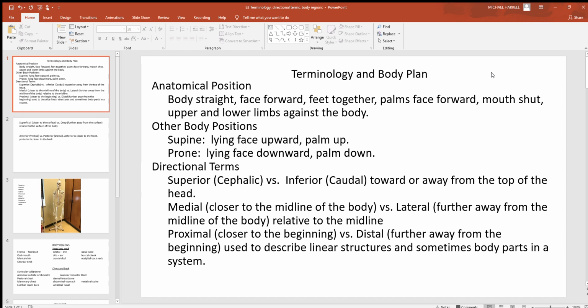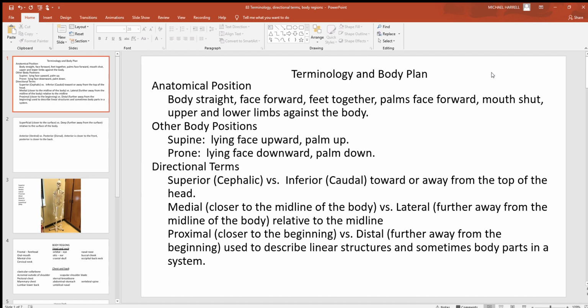But before we get into all these directional terms and other things, let's first mention something called the anatomical position. This is a body position you always consider a person to be in when you use these directional terms. So you have to remember, it doesn't matter how a person has their body. You always consider them to be in this anatomic position when you use these directional terms.